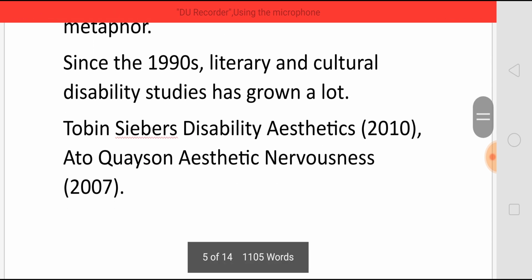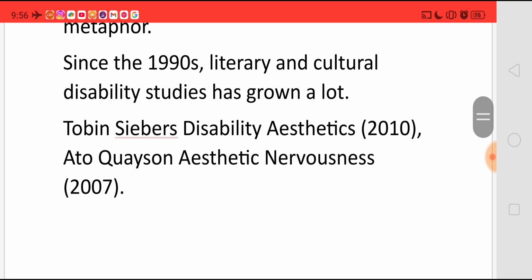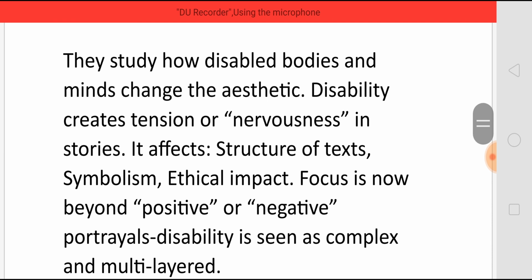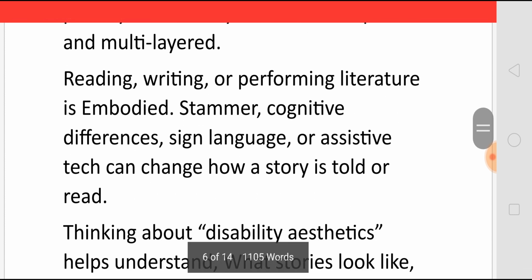Since the 1990s, literary and cultural disability studies has grown a lot. Tobin Siebers's Disability Aesthetics and Ato Quayson's Aesthetic Nervousness show how disabled bodies and minds change the aesthetic. Disability creates tension or nervousness in stories. It affects the structure of the text, symbolism, and ethical impact. The focus is now beyond positive or negative portrayals. Here, disability is seen as complex and multi-layered.